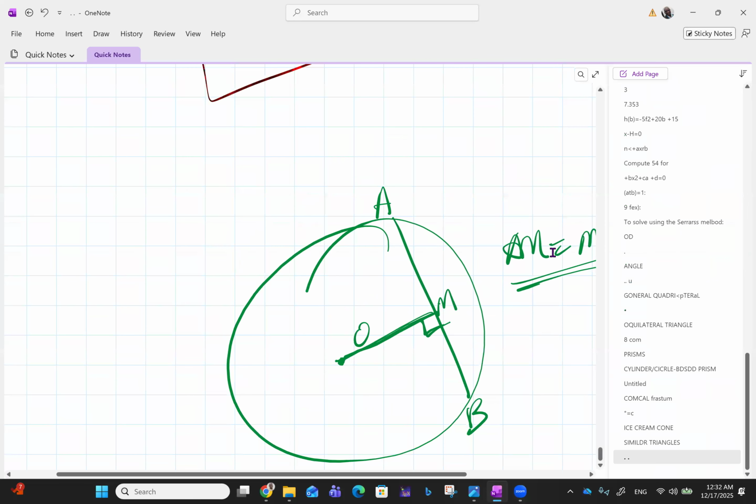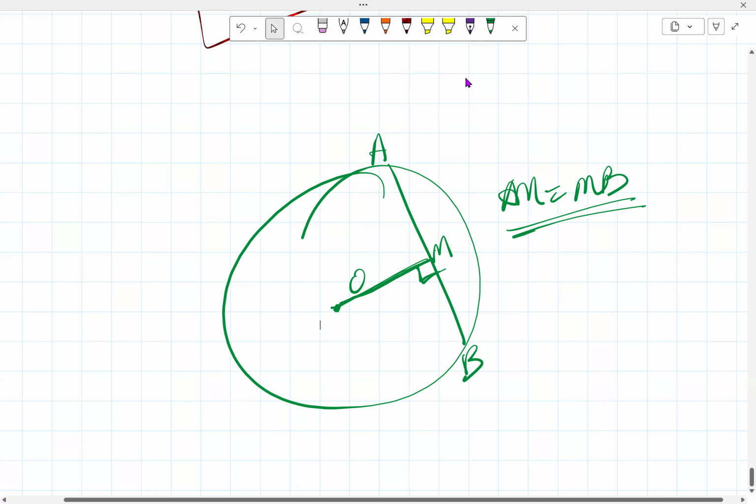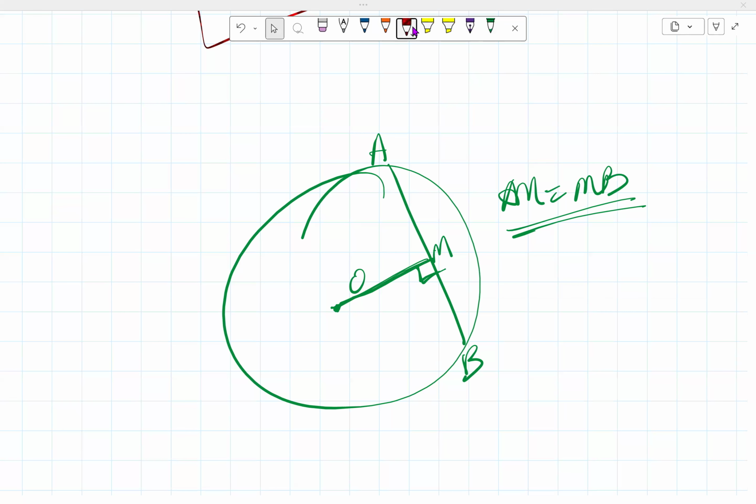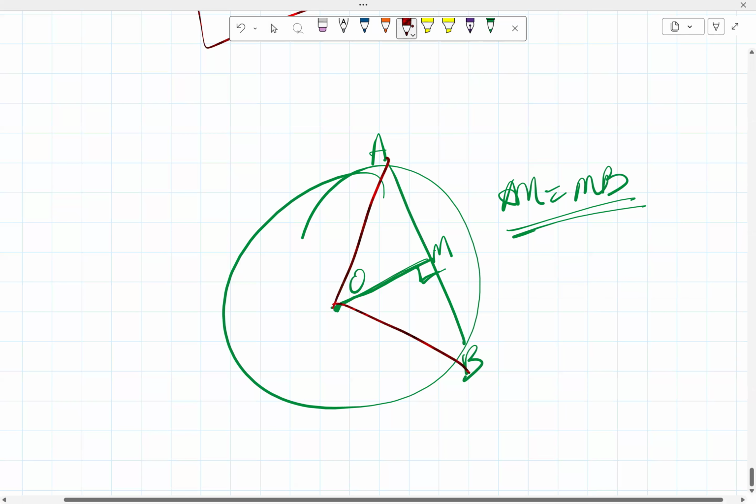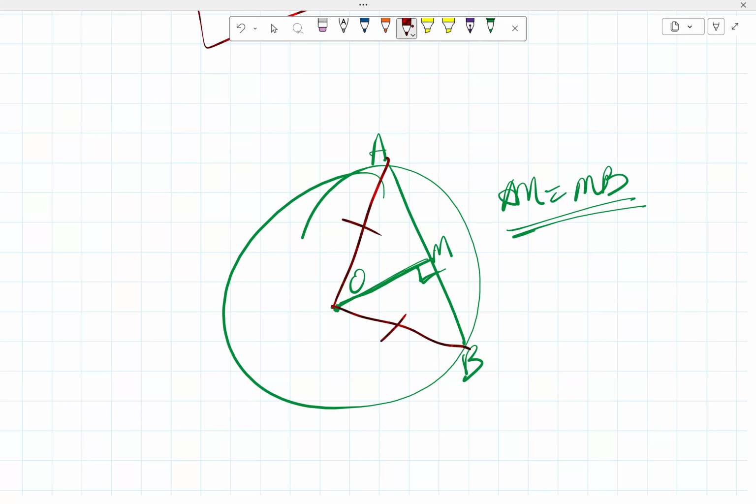So let me show you from the circle what I've just done. For the proof, we say that OA is equal to OB. Of course, that goes without saying because this is a radius and this is a radius. They are the same, because a radius is from the center to any point on the circle. Then OM is common to them. So we automatically have congruent triangles like that.